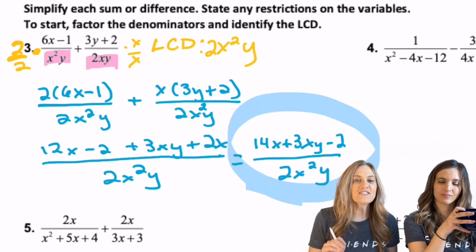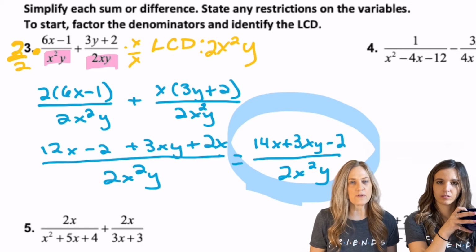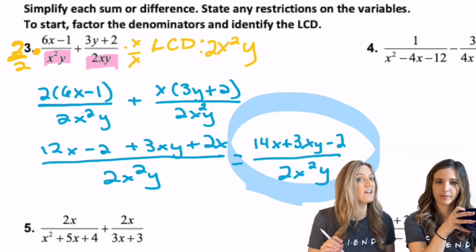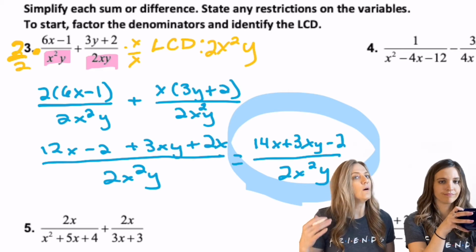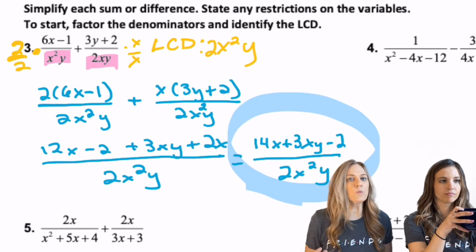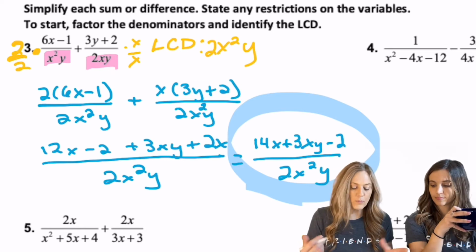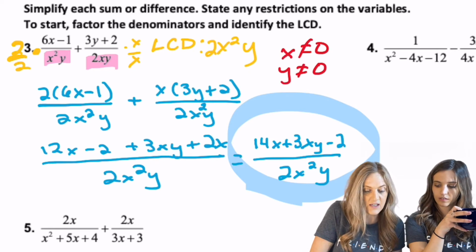Last thing, it says to state the restrictions on the variables. So looking at our fractions, once again, thou shalt not divide by 0. What can x not equal? What can y not equal? Well, both of them are restricted. They're not allowed to equal 0.